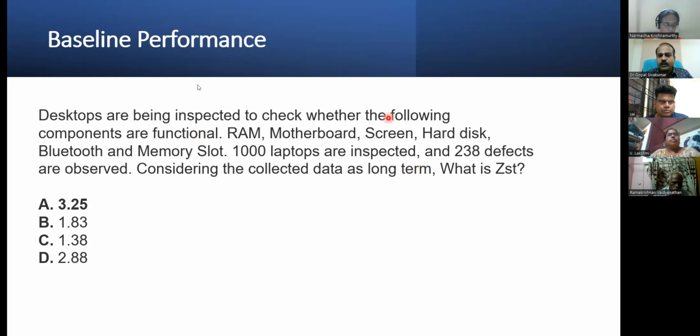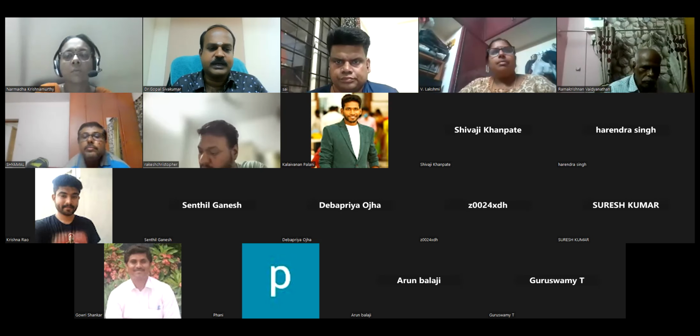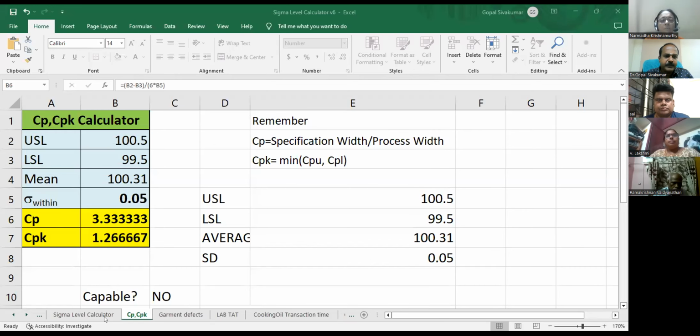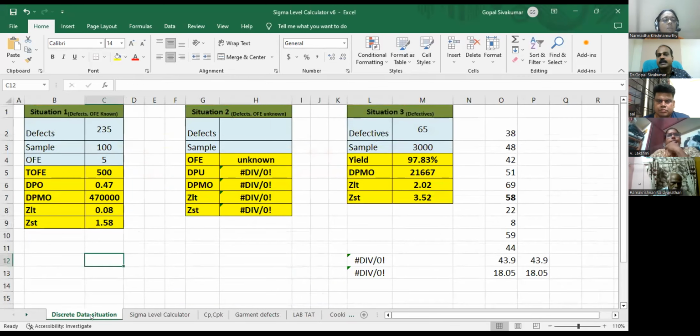Now you need to find out what is ZST. So again, how can we solve this? We should go to the sigma level calculator. Now this time, I'm clicking sigma level calculator. I don't think this will be helpful. I go to this discrete data situation. I think this will be helpful for me. How many is the OFE, opportunities for error or opportunities for defect? 6. Can you see? I am changing it to 6.